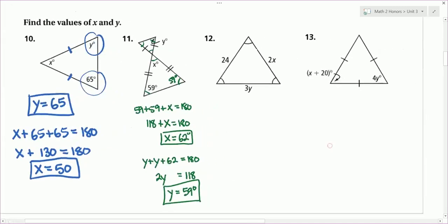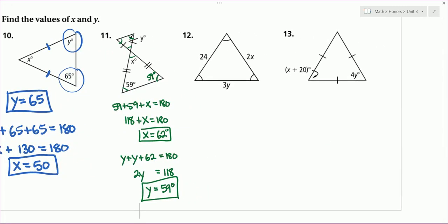On number 12, notice all three angles are congruent, and so this is an equilateral triangle, meaning all three sides are equal. And so each side length is going to be 24. So we could say 2x is equal to 24, giving us x is 12. Also 3y is equal to 24, giving us y equals 8.